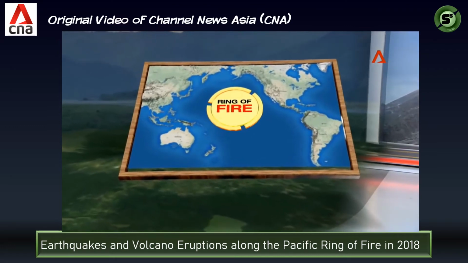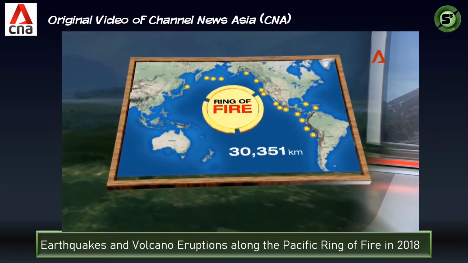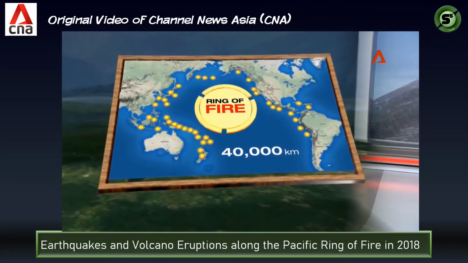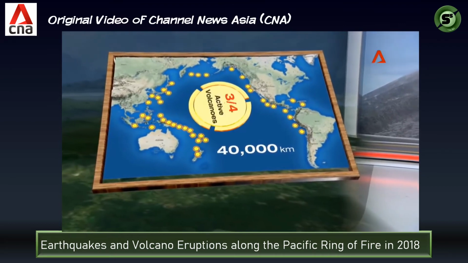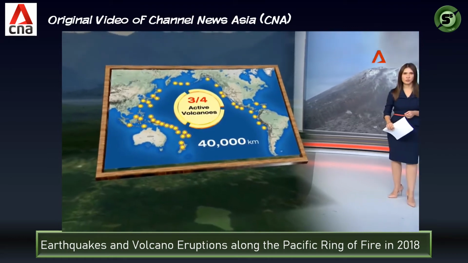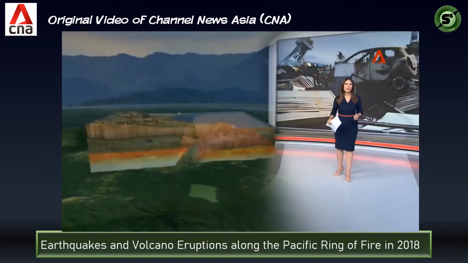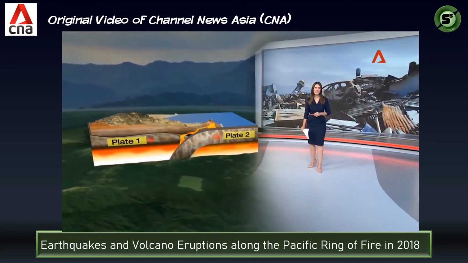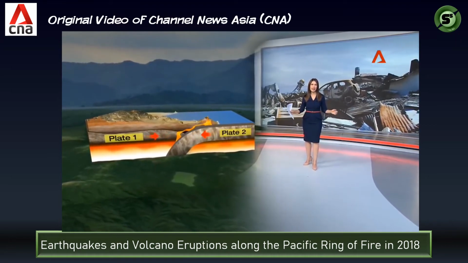Stretching some 40,000 kilometers, it starts in South America, runs along the North American coast, across and down through Japan, then into New Zealand. This zone contains more than 3/4 of the world's active volcanoes. It's where the vast majority of all earthquakes happen and where two of the Earth's huge tectonic plates meet. The Ring of Fire made its presence felt throughout 2018.